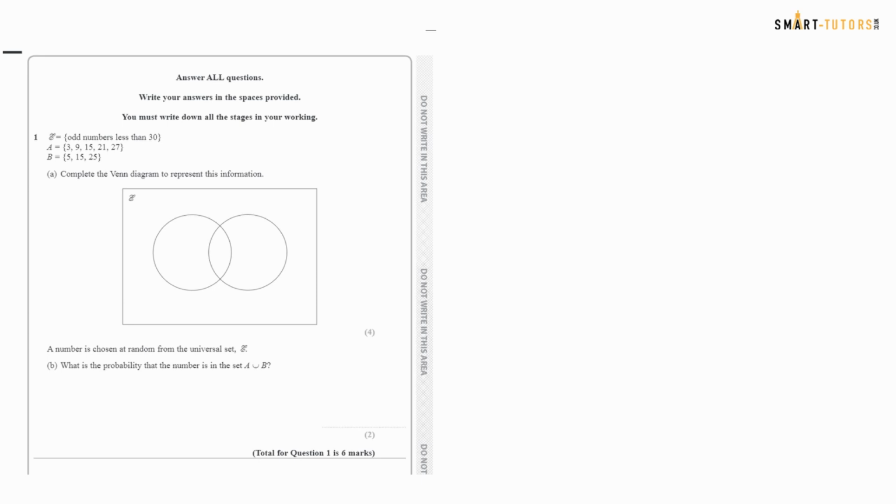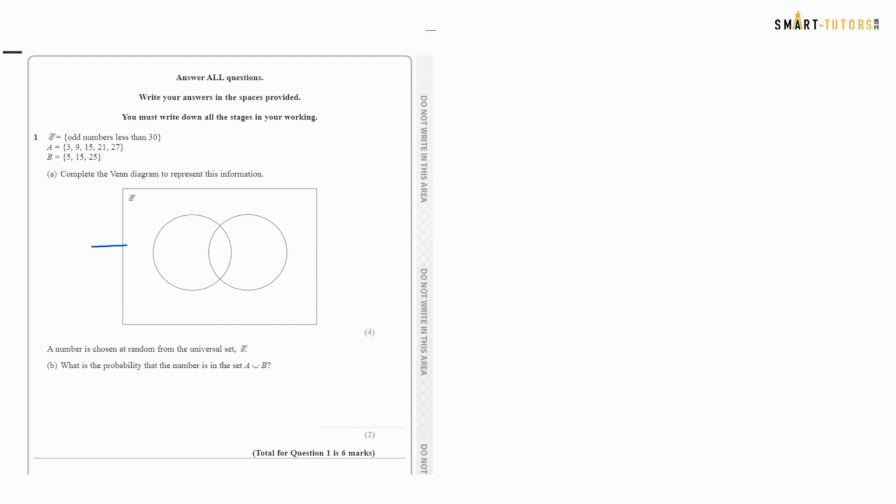It's a Venn diagram and the set. The universal set is given, odd numbers less than 30, and the set A is defined 3, 9, 15, 21 and 27. Set B is defined 5, 15, 25. Complete the Venn diagram to represent this information. It's a 4 marks question.